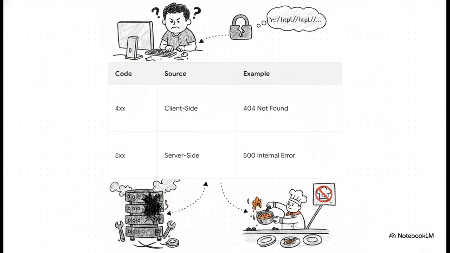Honestly, that basically means you or your user messed up, maybe by typing a bad URL. A 500-level error, though, a 5XX, that's a server-side error. That means the server itself is broken or overloaded. Going back to our restaurant, a 500 error means the kitchen literally caught on fire. A 400 error means you tried to order something that's not on the menu.